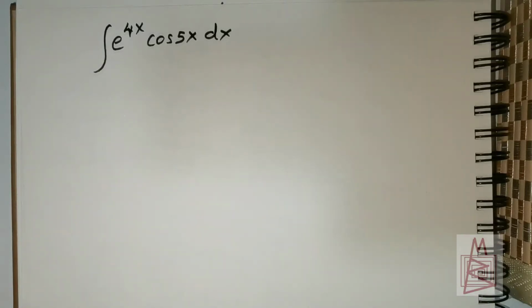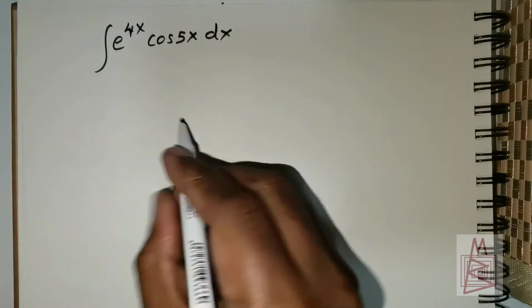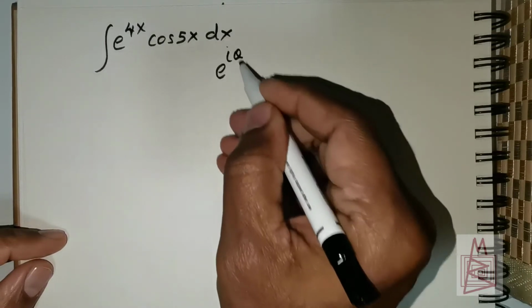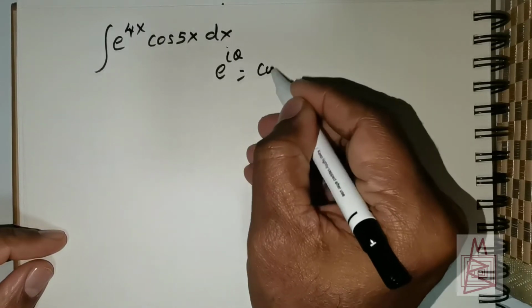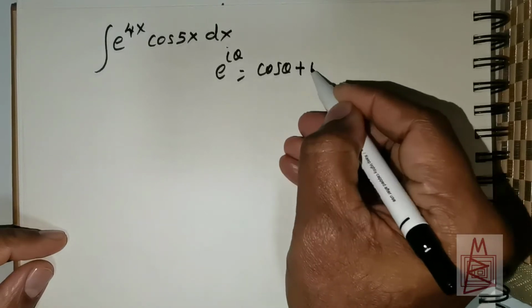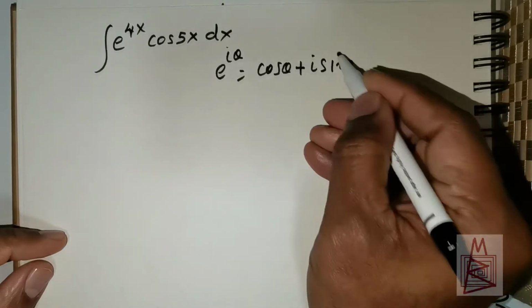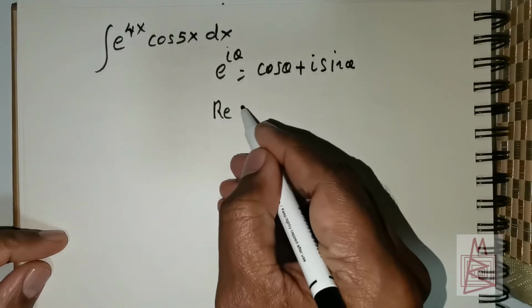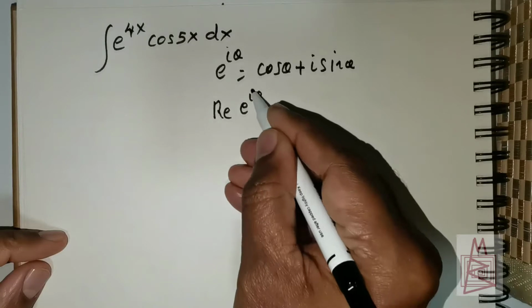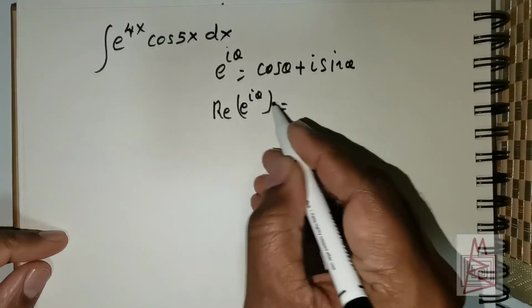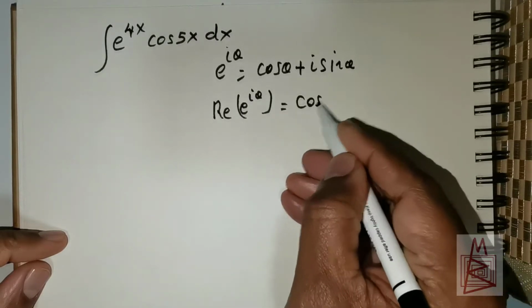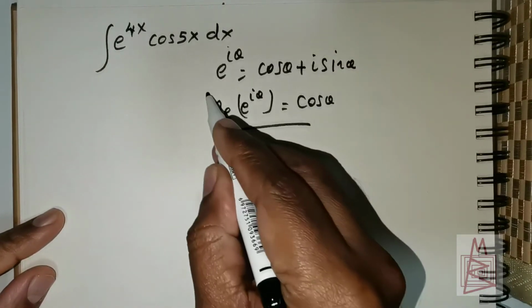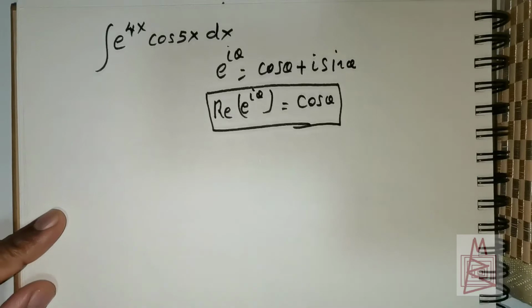Students, we are given this question, we are expected to integrate this. Now, I would be using Euler's formula, which states that e^(iθ) is cos θ + i sin θ. Okay. Now, if I were to write the real part of e raised to the power iθ, then it would mean on the right side, the value would be cos θ. So this is the formula that we would be applying.